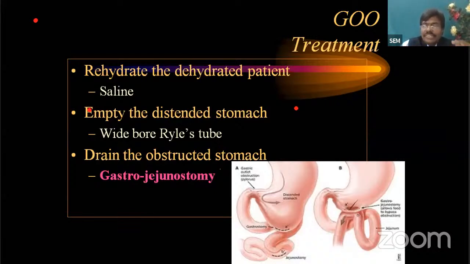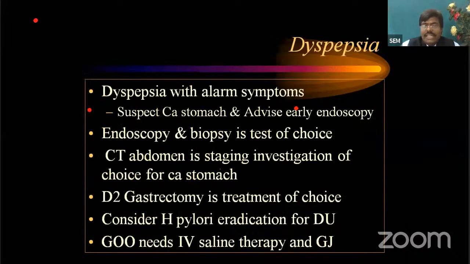So empty the distended stomach by putting in a Ryle's tube. The patient has an obstructed stomach, so you divert the food by doing a bypass, like plumbing, like gastrojejunostomy. If you understand the pathology and visualize the problem, you'll be able to execute. The treatment is a piece of cake for you once you understand that. So I think we are bang on time, hopefully.